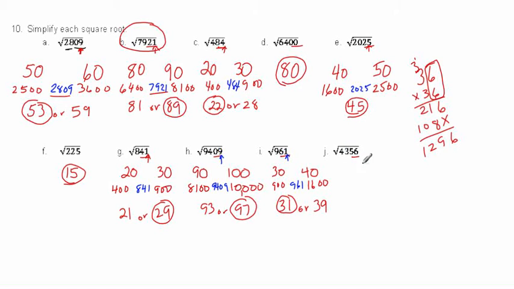Okay, last one on this part. So we're looking at 43. So 6 times 6 gives us 36.